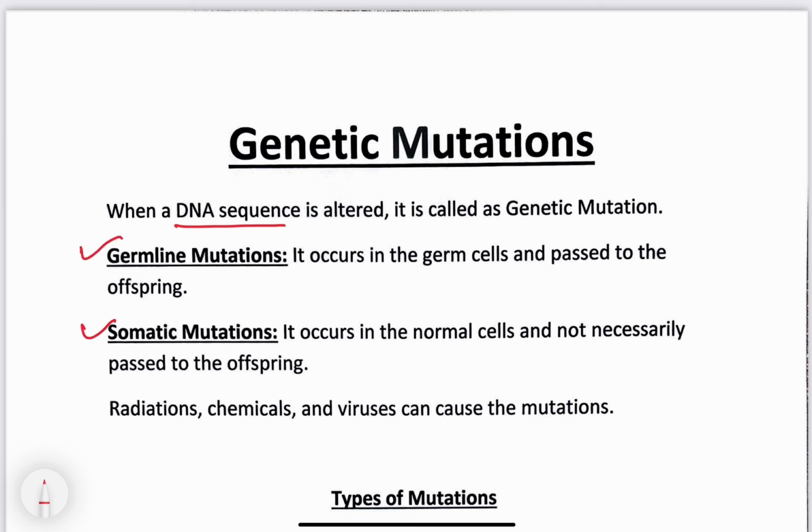So, there are two types of mutations we can talk about. One is called germline mutations. They occur in germ cells and they are passed on to the offspring. Somatic mutations occur in normal cells and are not passed to the offspring. And mutations can be caused by radiation, chemicals, and viruses.